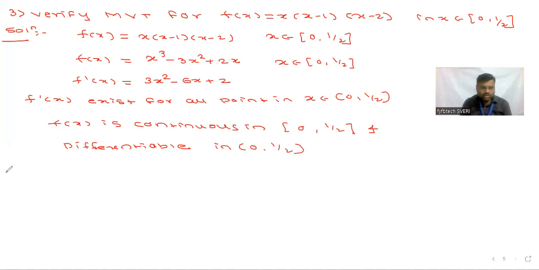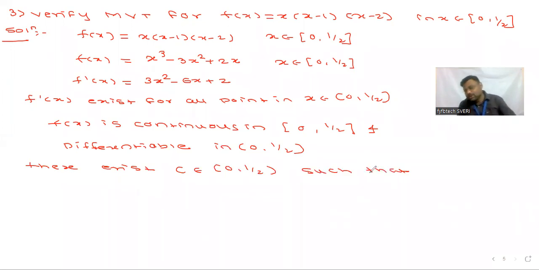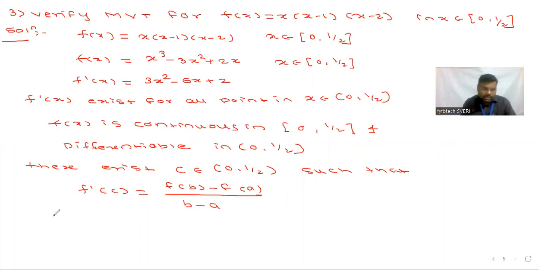Okay, so there exists c belongs to the open interval 0 to 1 by 2, such that, open interval, yes, we take open where needed and closed where needed, closed only for continuity, and open for the rest, such that f dash of c is equal to f of b minus f of a divided by b minus a. So what is f dash of c?